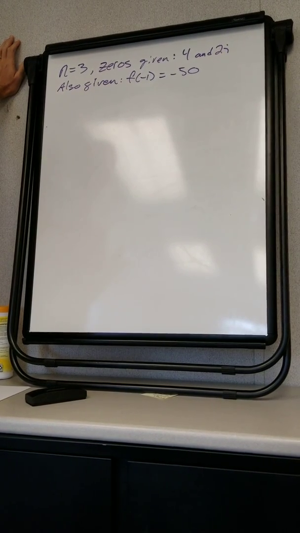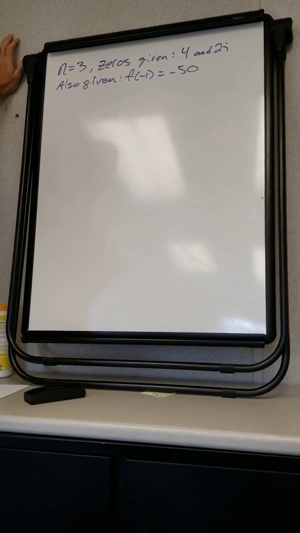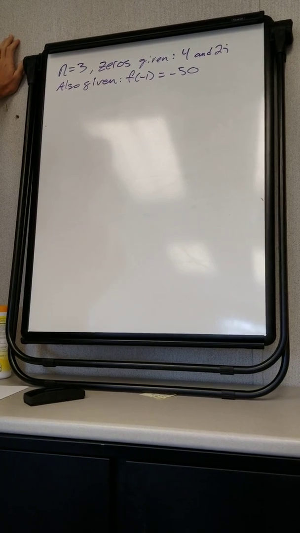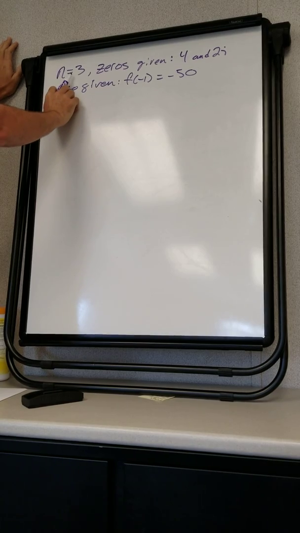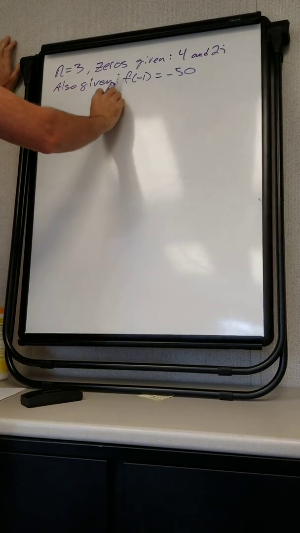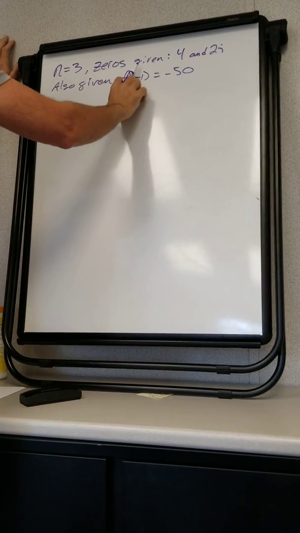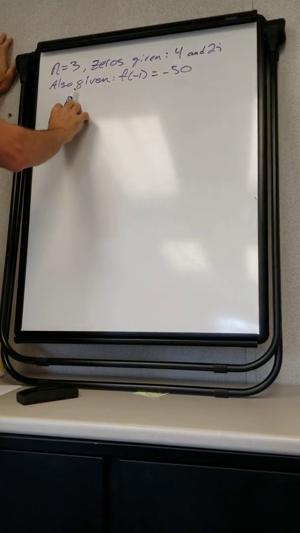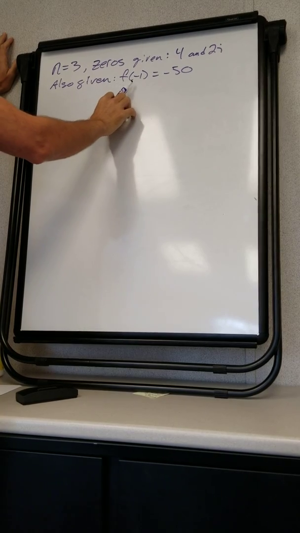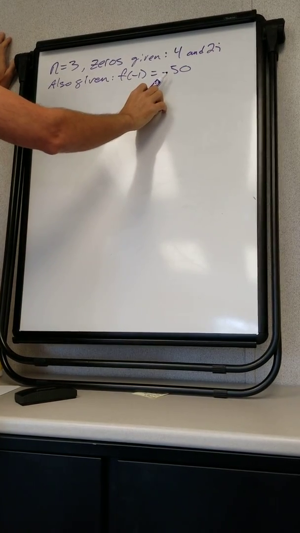In this problem, we're going to use given information to recreate or build a polynomial that satisfies the given information. We're going to build a third degree polynomial, which should have 3 zeros. This problem is only giving us 2 of the zeros, 4 and 2i, and the problem is also telling us that f of -1 is equal to -50.